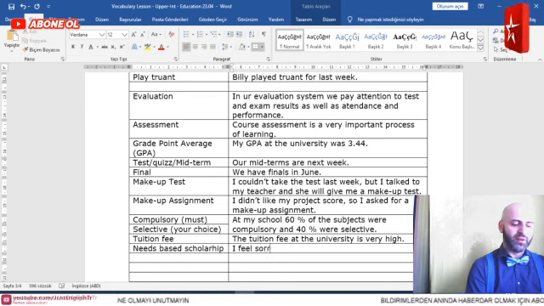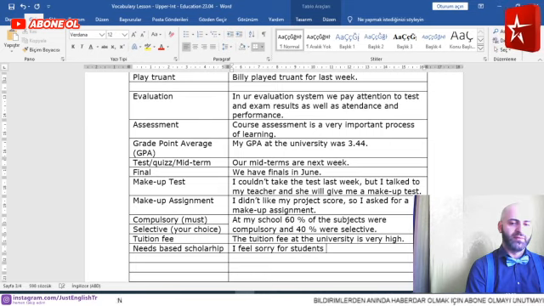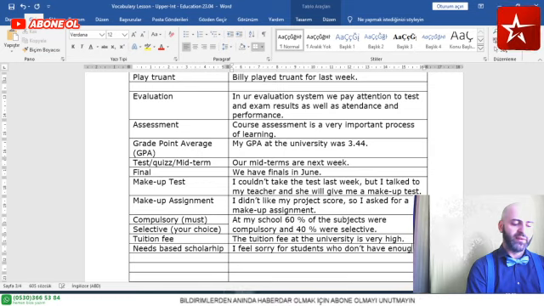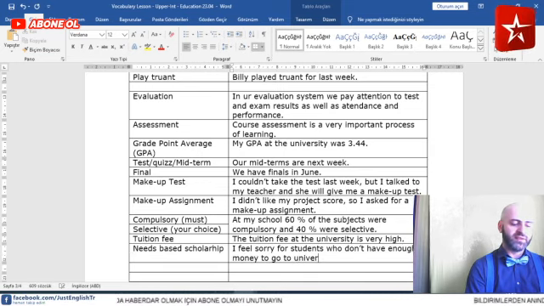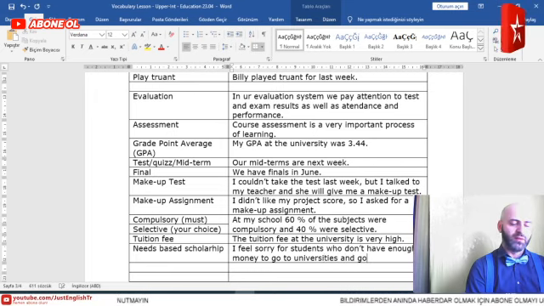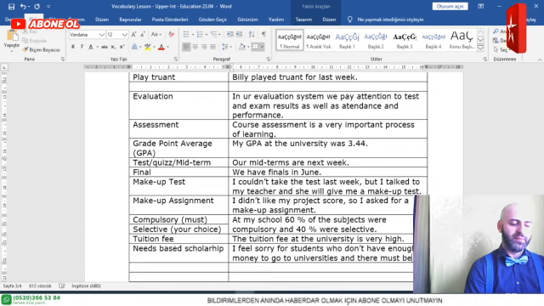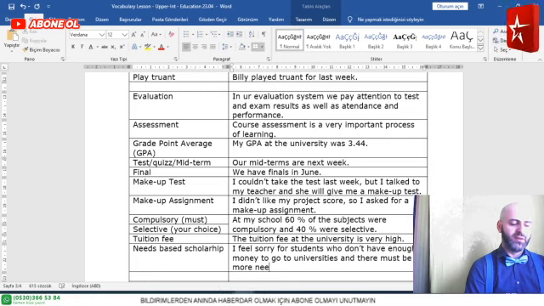I feel sorry for students who don't have enough money to go to universities, and there must be more needs-based scholarships.